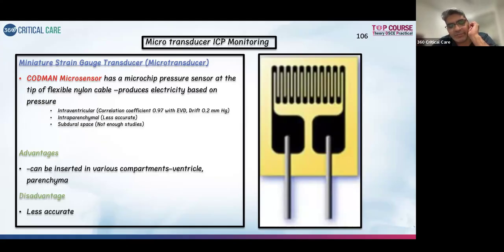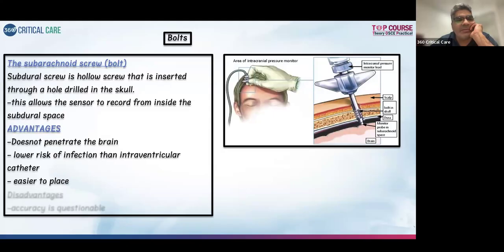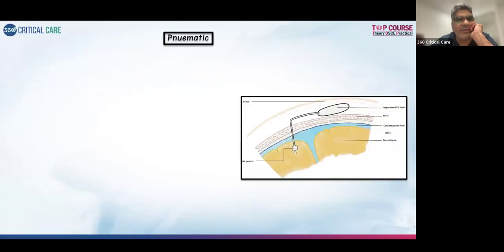Because of fibrosis, tissue changes, edema, because it is in the tissue, the pressure measured can be different at different times, and it gradually drifts from the baseline. So accuracy is a questionable thing. Bolt again very rarely used. They go into the subarachnoid space. Very traumatic procedure, so usually not used in the clinical setting.